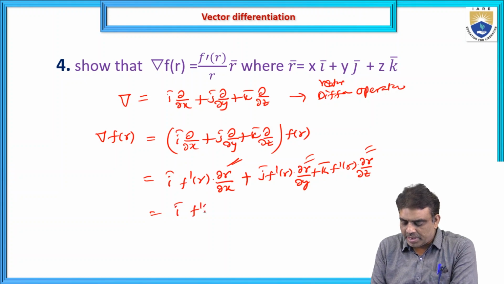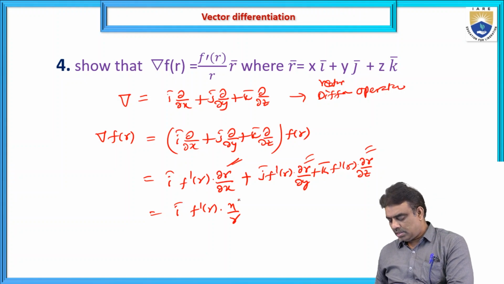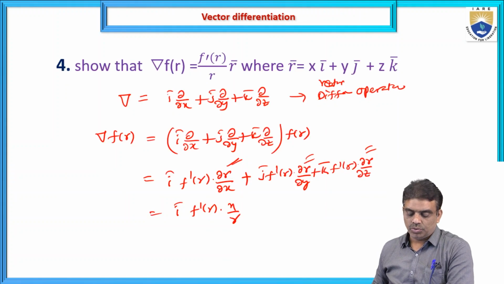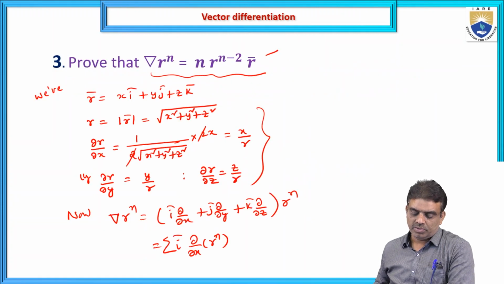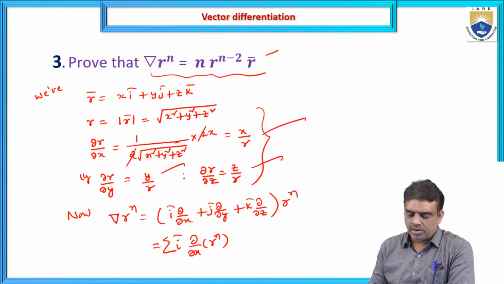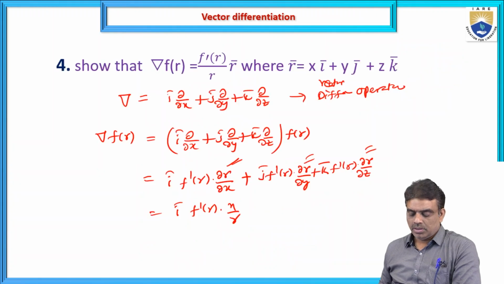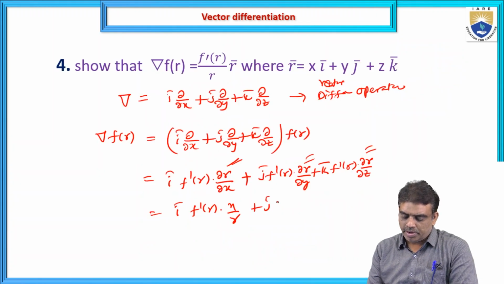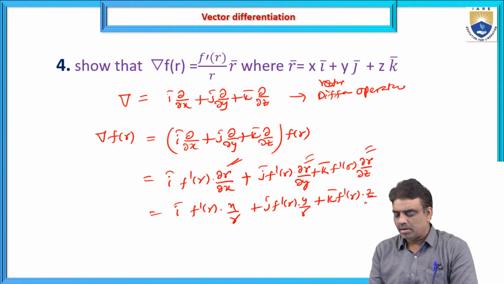i bar into f dash of r into x by r. Already we have seen this in the previous problem, so that I will use commonly. i bar, what is dou r by dou x? x by r. Dou r by dou y, y by r. Dou r by dou z, z by r. So I am using the same thing. i bar into f dash of r into x by r plus j bar into f dash of r into y by r plus k bar into f dash of r into z by r.